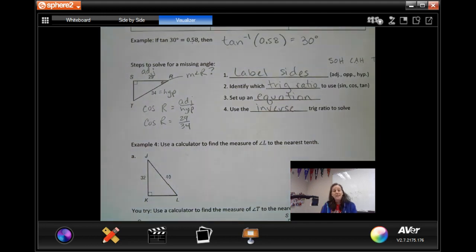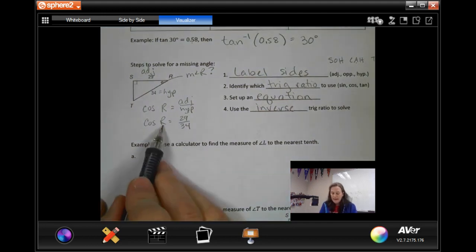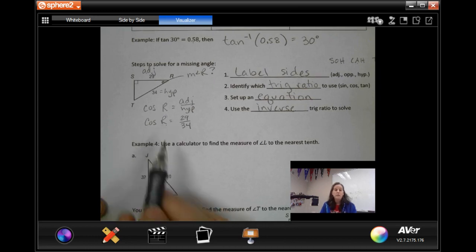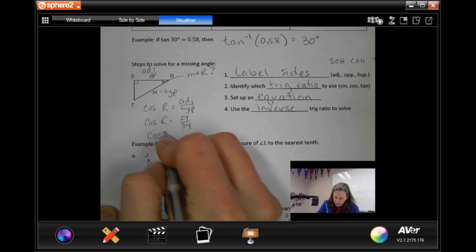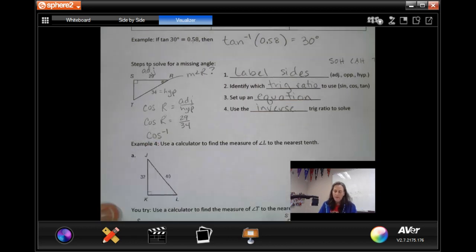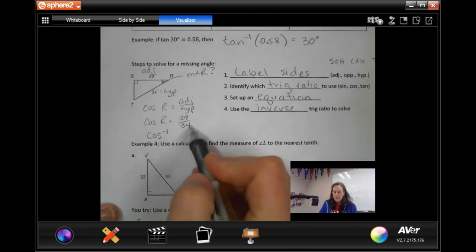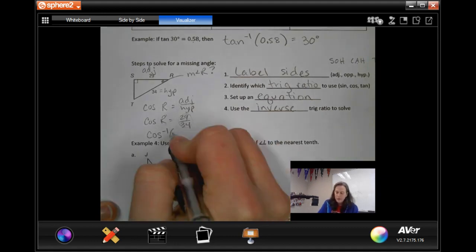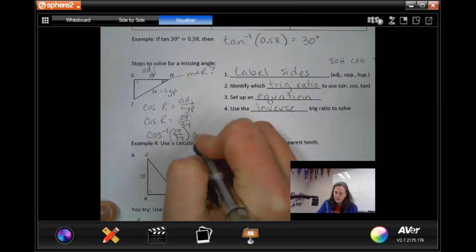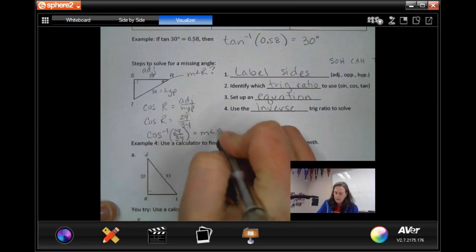Okay, so we know what it's equal to, but we want to know what this actual number is. What's that angle? This is where we start doing the inverse. So let's write the inverse of that cosine, and we take that value from the other side. We know what it's equal to, and we're doing inverse. It's like we're undoing it. 29 over 34 equals the measure of angle R.